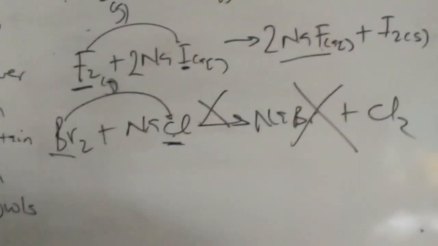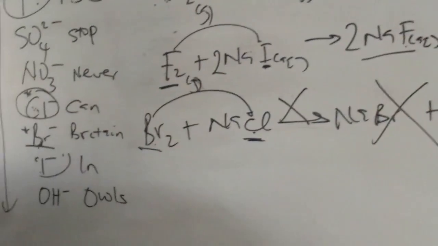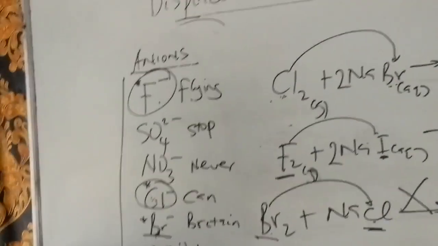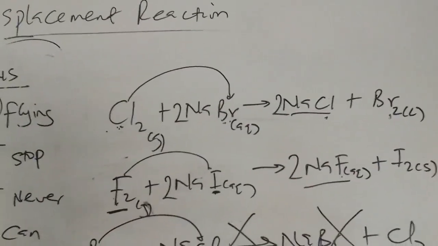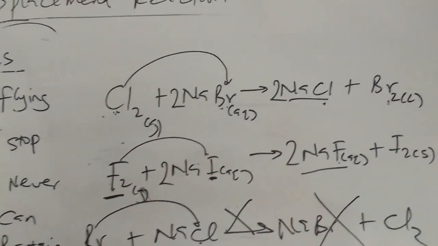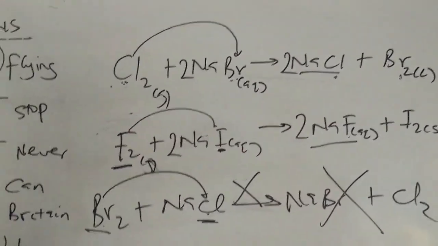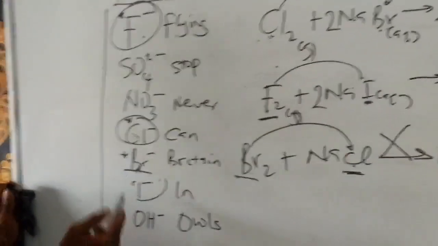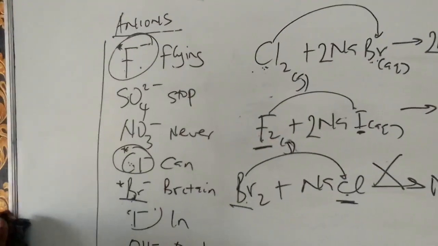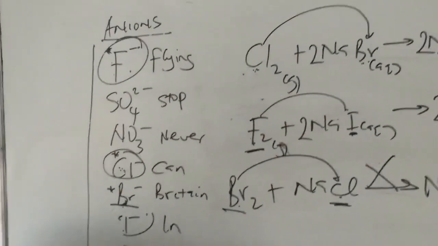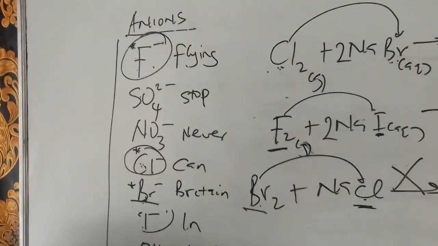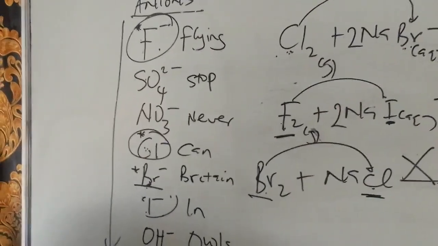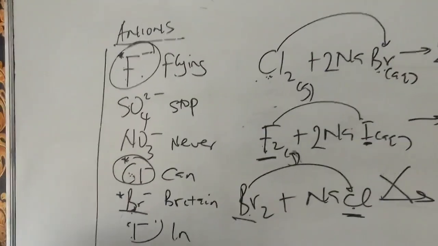In other words, in a displacement reaction, you need a more active element to displace a less active element. If it's a metal, a more electropositive metal displaces a less electropositive metal. If it's an anion, you need a more reactive anion to displace a less reactive anion. For instance, in the anion series, only the one higher in the series can displace the ones lower from their solutions. For cations, only the ones higher can displace the ones that are lower from their solutions, as we explained before. Now we're going to take a little practical on this topic.